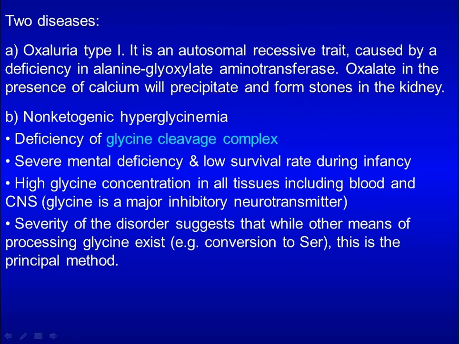The second disease is non-ketotic hyperglycinemia. It is caused by a deficiency of glycine cleavage complex. Patients with this condition have severe mental deficiency and low survival rate during infancy. High glycine concentration is found in all tissues, including blood and CNS.